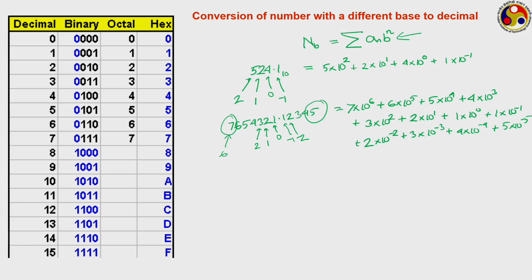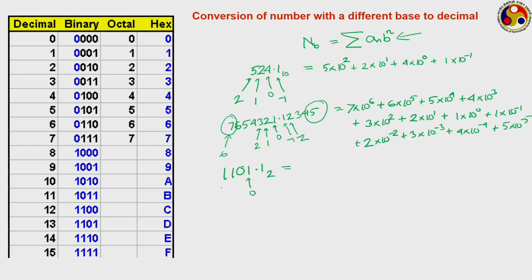Now look at a number of some other base. Let us take one binary number. We are taking 1101.1. We know we can have only 0 and 1. Then how to get their decimal equivalent?